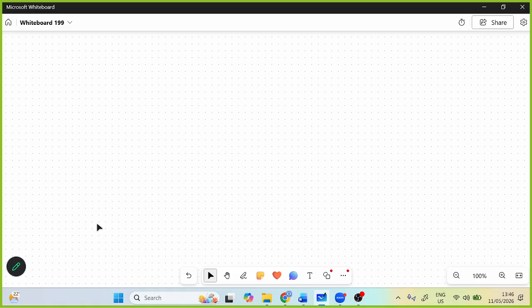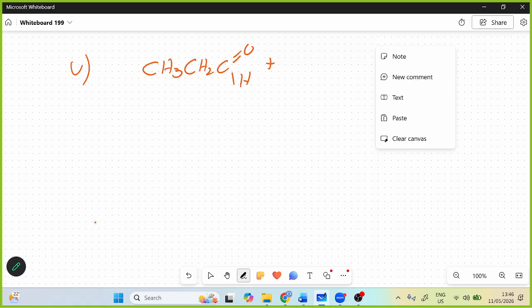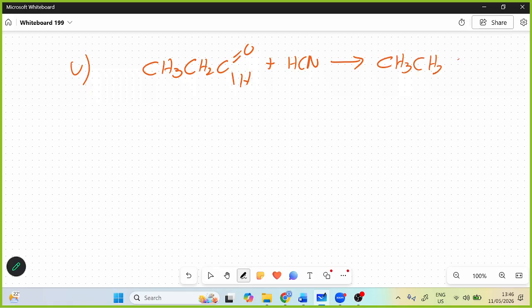Propanal with hydrogen cyanide. This forms a hydroxynitrile. Here, you should note that you have an introduction of a carbon, but also an addition of a functional group. Very important: increasing the carbon chain and also introducing a secondary functional group.